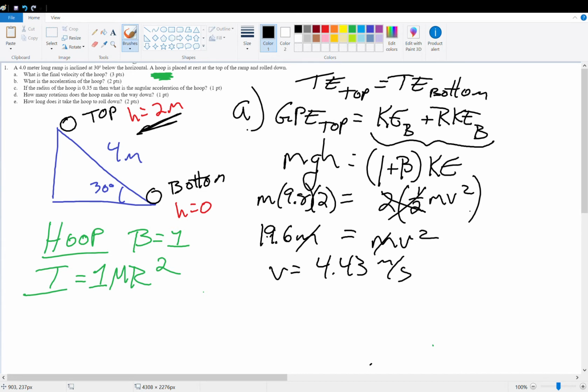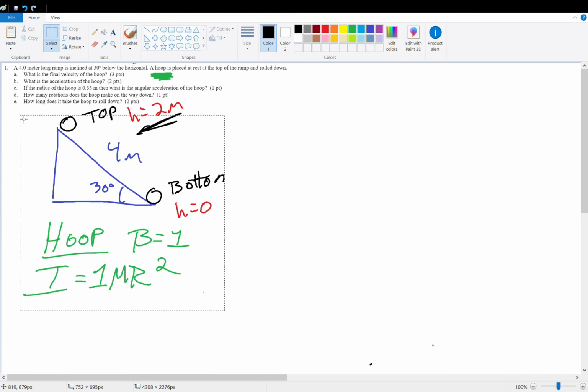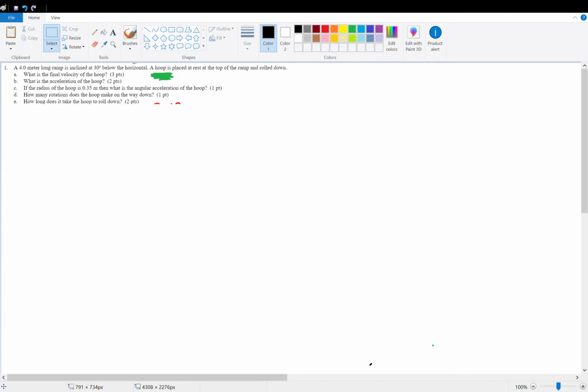Okay, let's see, what do we need here? I think that's all I need for this part of the problem, so I am going to clean up my board here. All right, we just decided that the velocity at the bottom was 4.43 meters a second.